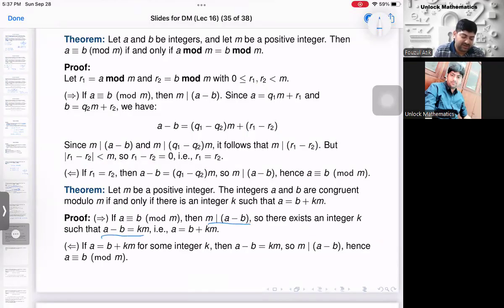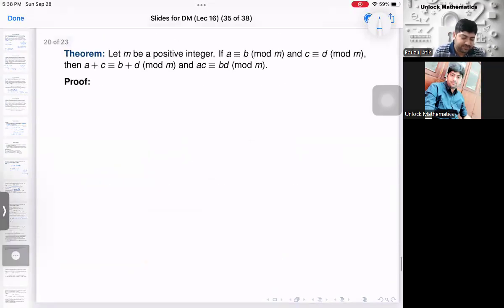So A minus B can be written in the form of M times some integer K. Therefore A is equal to B plus K. And the other way, if A is equal to B plus K, you can easily say that A minus B is a multiple of M, and therefore M must divide A minus B. The proof is done. Therefore M divides A minus B means A is congruent to B mod M. So these are small proofs, but the statements are very important. We have to use this statement in many places.